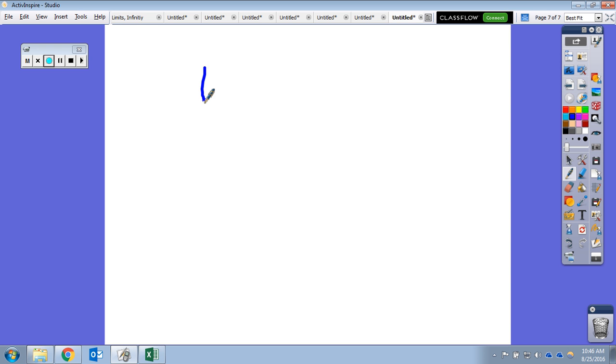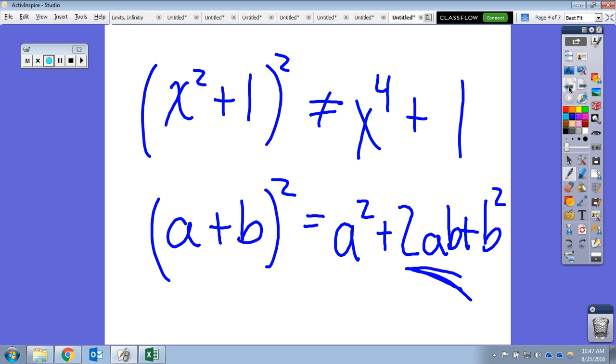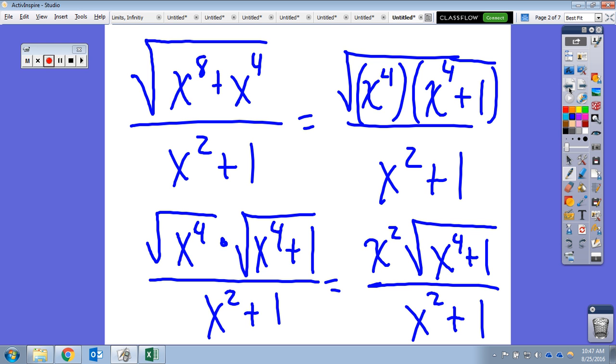Is 5 halves equal to 25 fourths if I square the top and the bottom? No. So what are the restrictions on that? Do we have to write the restrictions for this? Absolutely, we're getting there.